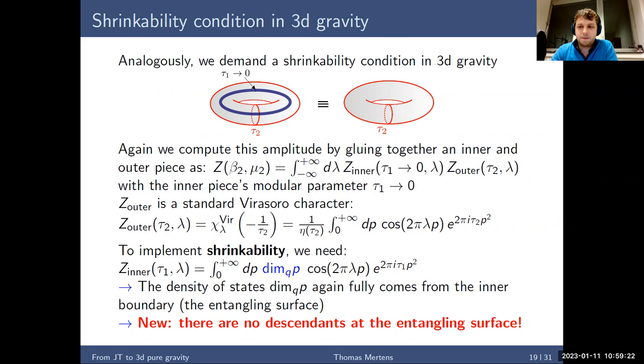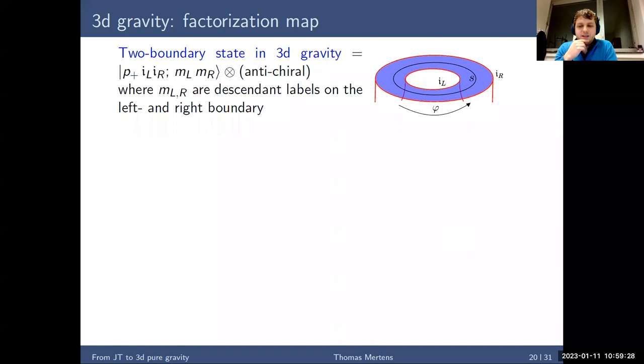Okay, so now let's try to formulate in the same way as previously this factorization map. This map that allows you to make from one interval to create two intervals, but one dimension higher. So, let's first write down a generic two boundary state in 3D gravity. So I write my state like that. So it's labeled by P plus and P minus for the chiral and antichiral piece. There's two labels, IL and IR, for the holographic boundaries of my two boundary state. And then there's two arbitrary descendant labels on the left boundary and the right boundary.